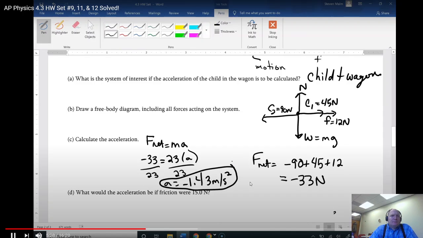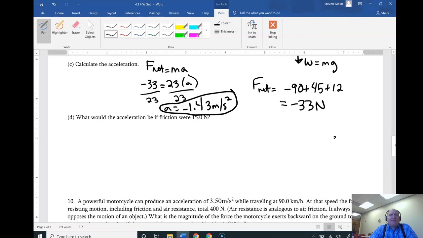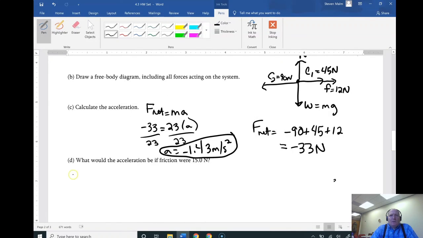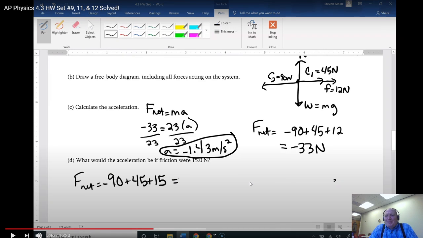Okay. The next problem asks, what happens if friction is 15? So instead, our F net... So I'm smiling here because there's a subtlety to this part D, right? Which she has written absolutely right. It's going to work fine. It's going to turn out being negative 30 newtons.